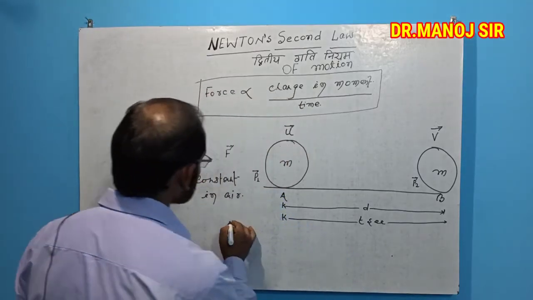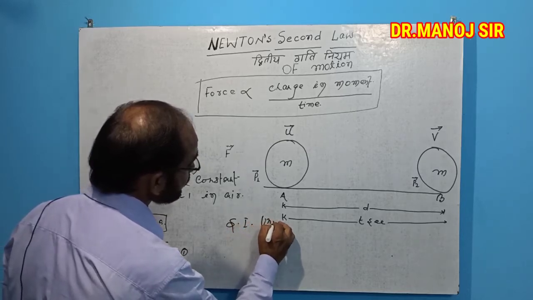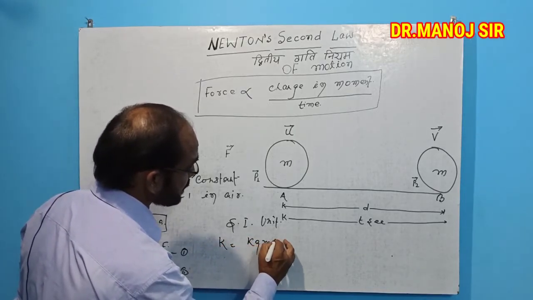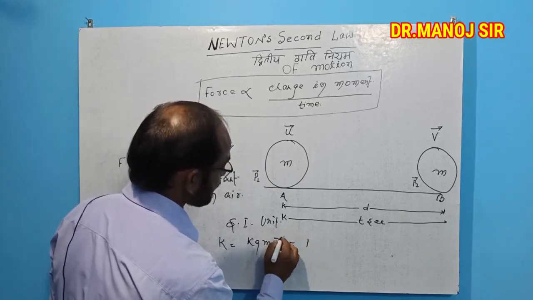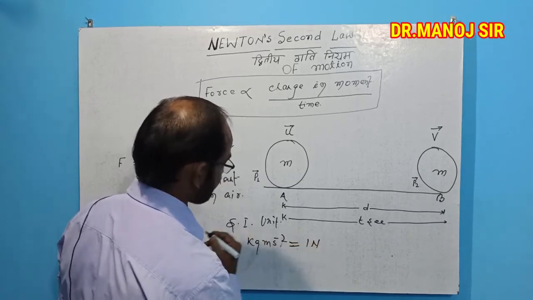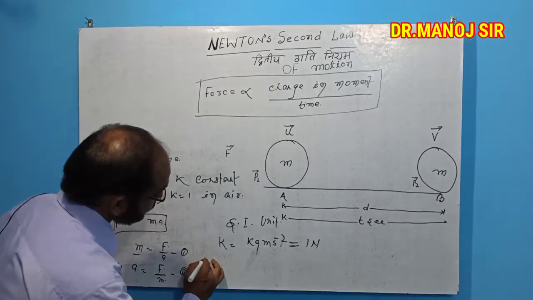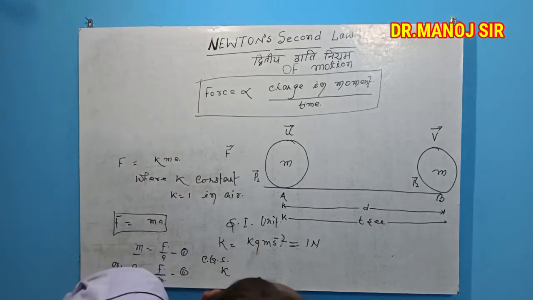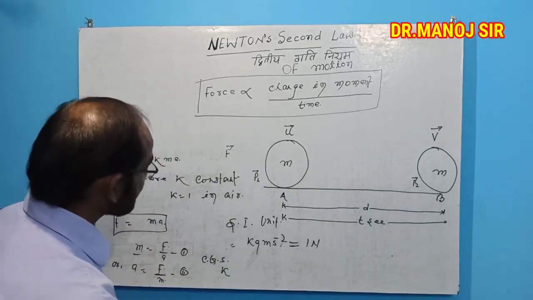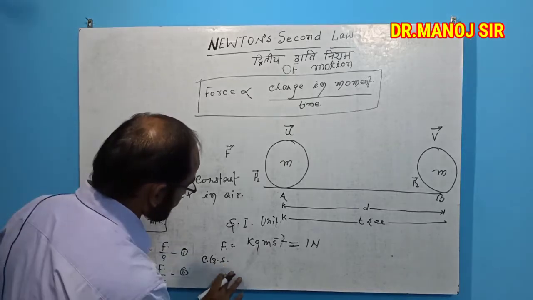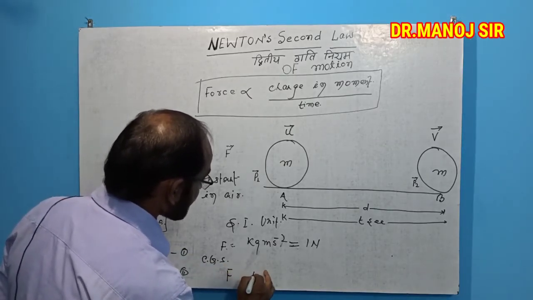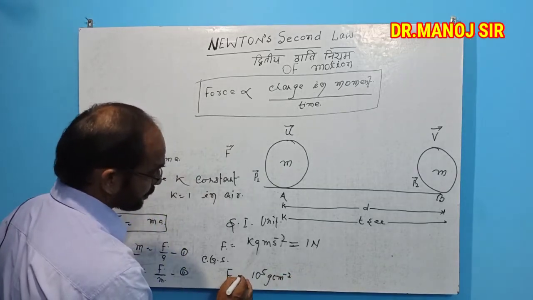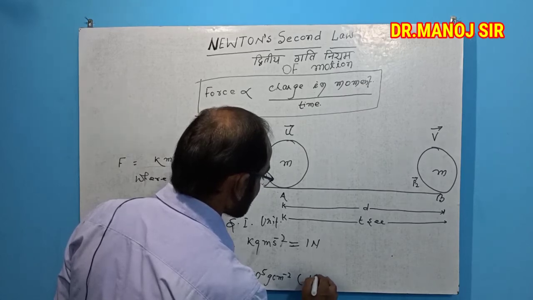According to SI unit, k is kg meter per second square, that is equal to 1 N. In CGS, the unit of force is 10 to the power 5 gram cm per second square, that is 10 to the power 5 dyne.